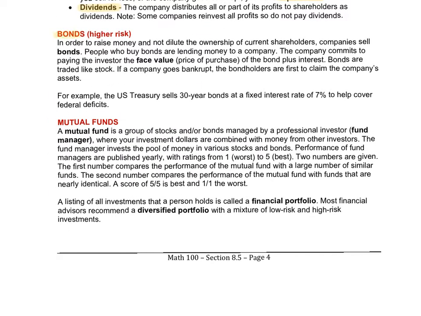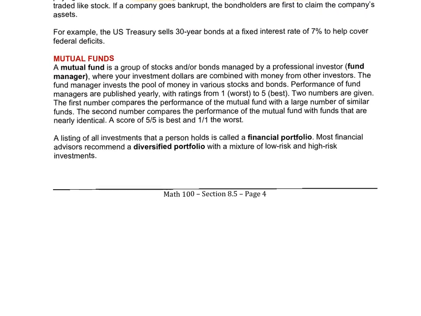Another investment would be bonds. That's also a higher risk. A bond is traded like stocks are, except a bond is sort of a loan that you give a company and then they pay you back with interest. So people who buy bonds are lending money to a company. After the agreed upon term that you lend the money for, or the length of your bond, then the company will pay you back the face value, the price of purchase, plus interest. So they're traded like stock.